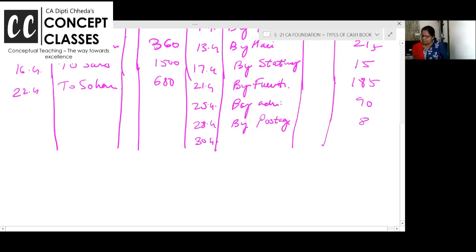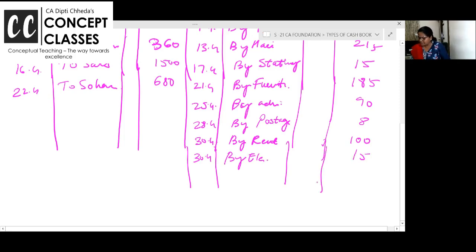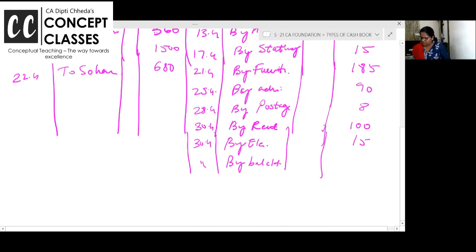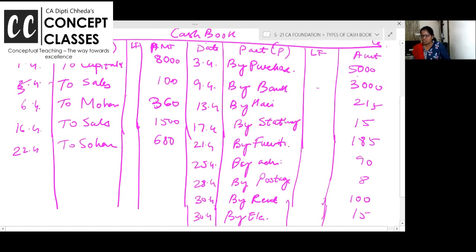30th of April, we have done more expenses. We have paid rent. So rent expense debit, cash is going out. So on the credit side, we are writing. And one more last is there. Electricity. By balance carried down. Chalo, karo.